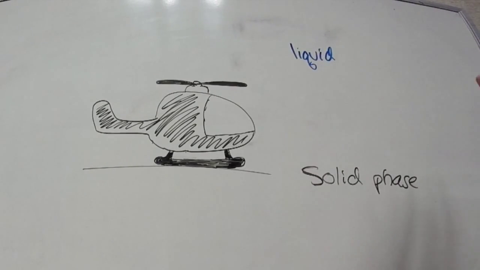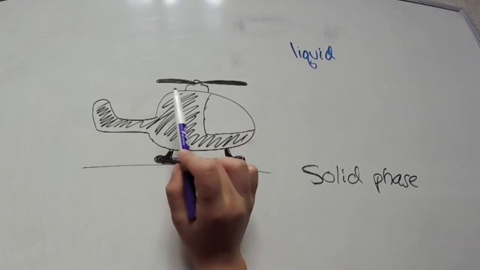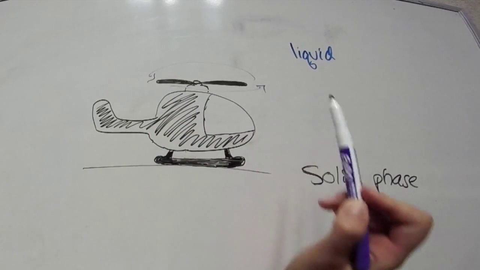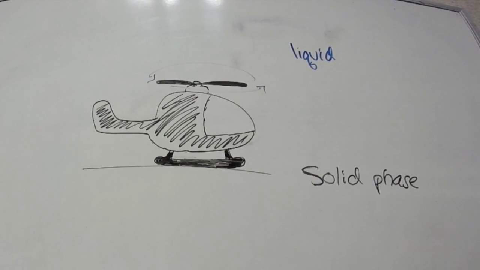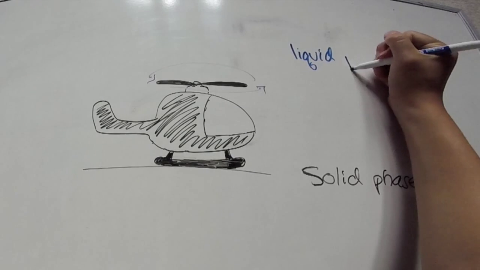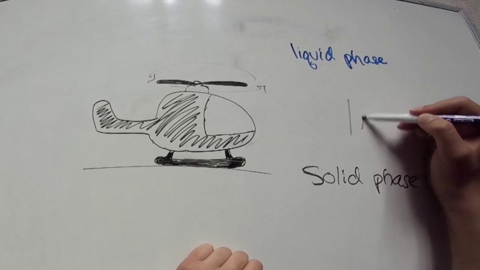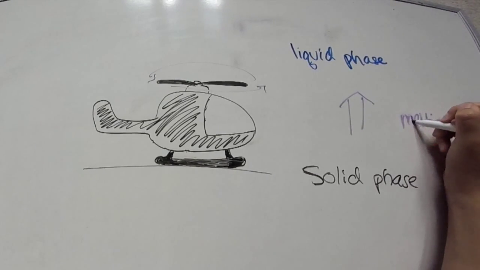Now, in order to make that transition from the solid to the liquid phase, or stationary to flying, we need to apply energy to the system, or energy to the helicopter. Now, how we do that to the helicopter is by applying energy to the propellers so they start to spin, which is the first step towards takeoff. We do the same thing to go from solid phase to liquid phase. We apply energy to make that transition. And in this particular case, solid phase to liquid phase, we would call that melting.